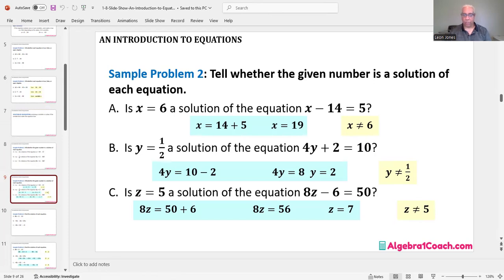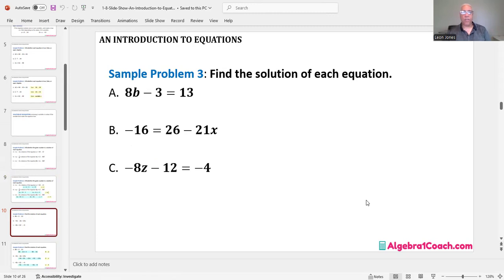Now, they did it a little differently than I did. I actually plugged 6 in to x, and you can do that. I actually plugged 1/2 into y, and I got 4 equals 10. No, that doesn't work. I plugged 5 in and got 40 minus 6 equals 50. That doesn't work. See, this is the thing about mathematics. There are more ways to skin a cat. 1/2 and 3/6. If you want to use numbers like that, you're going to come up with the same answer.